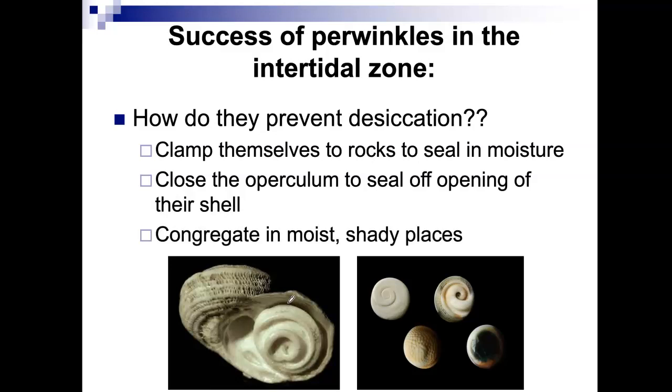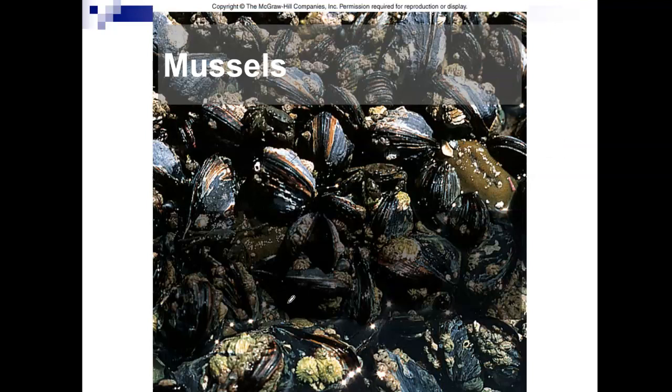And then again, they have that behavioral adaptation where they can congregate in moist, shady areas. So those are the three ways in which periwinkles can prevent themselves from drying out. And this makes them really extra successful in upper intertidal zones. So you're going to see periwinkles are found throughout the world on these rocky shorelines, different species, but they're found in the upper intertidal zones throughout the world because they're so successful at these three things to prevent desiccation.